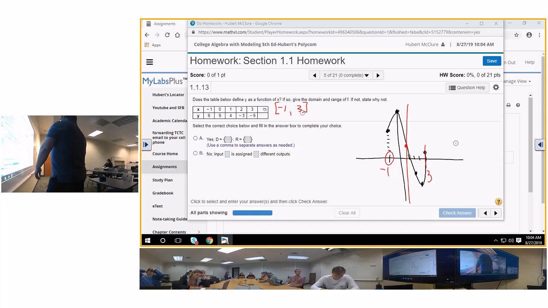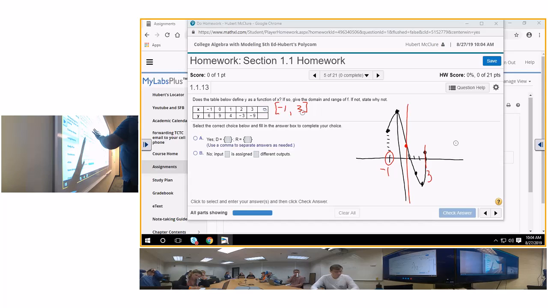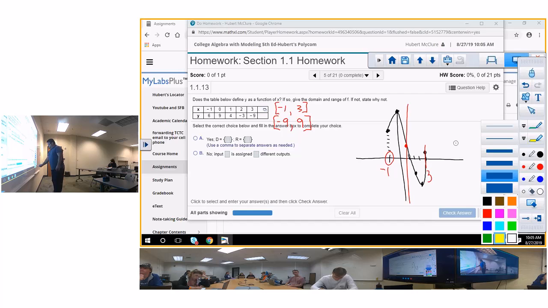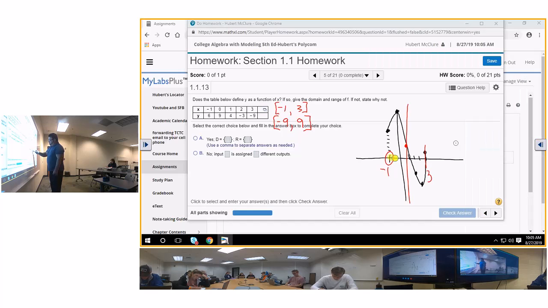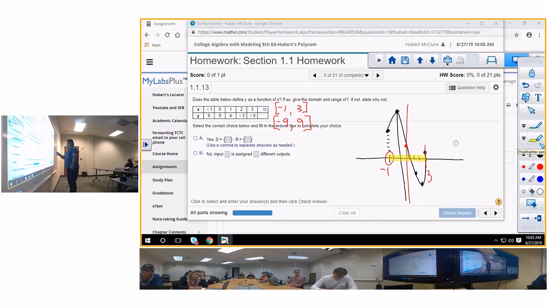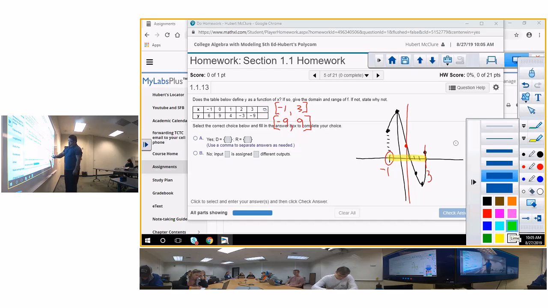My range, what's my lowest number on the range? -9, isn't it? And what's my highest number on the range? 9. It's easier to see when you draw it or graph it on the graphing calculator. I'm going to take my handy dandy highlighter. Here is your domain. Those are the numbers that can be used in this function. Here is your range.